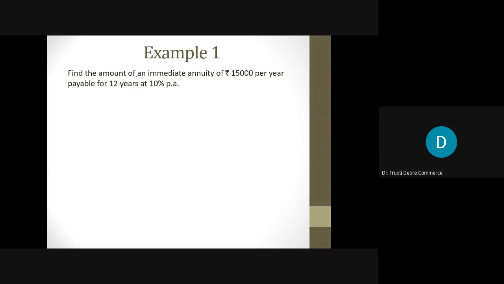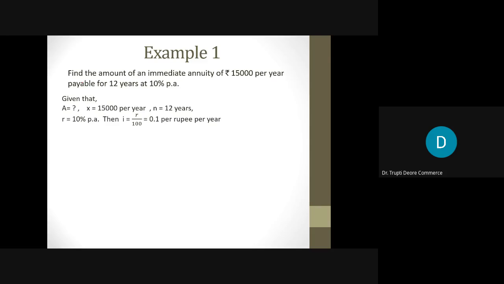The first step, what do we do? We just write what is given. So given that, find the amount of immediate annuity. It means we have to find out A. So A is equal to question mark, of 15,000 per year. It means it's an installment. So X is equal to 15,000 per year.